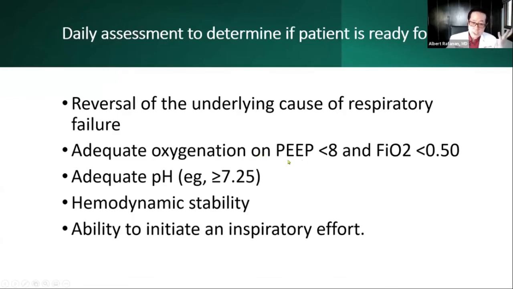Adequate oxygenation: PEEP less than 8 and FiO2 of 50%. That means there's adequate oxygenation and the lung is better. Adequate pH, which should be above 7.25. If the patient is still acidotic, there's no point in weaning. The blood pressure is stable. If the patient is hemodynamically unstable, what's the point of weaning? And then, of course, the patient is awake and able to initiate their own inspiratory effort.